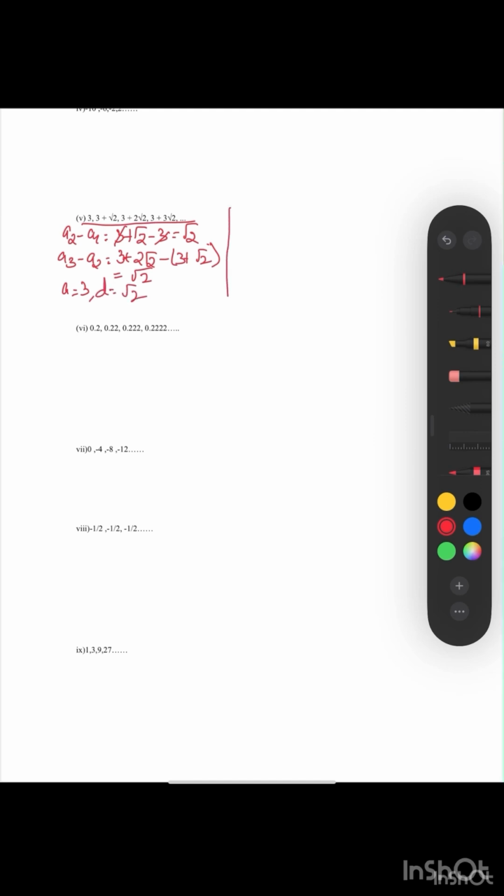So we have to find out next 3 terms over here. A5 will become A plus 4D, that will become 3 plus 4 into root 2. So that is 3 plus 4 root 2. A6 will become A plus 5D, that will become 3 plus 5 root 2. A7 will become A plus 6D, so that is 3 plus 6 root 2. I hope this question is clear with everyone.